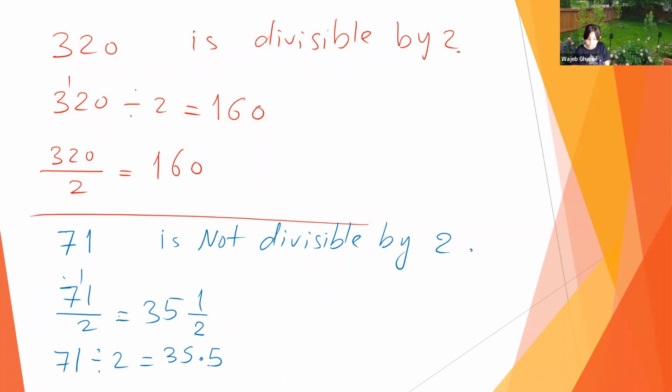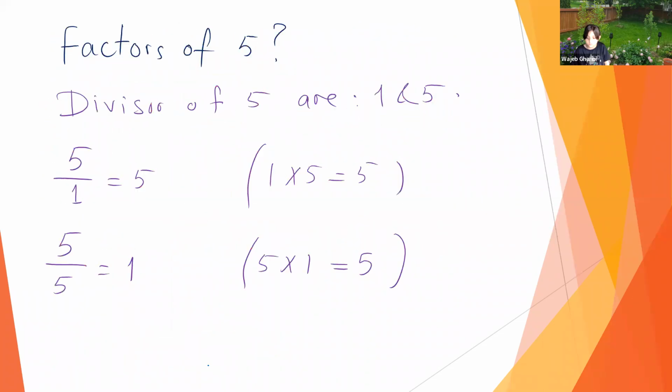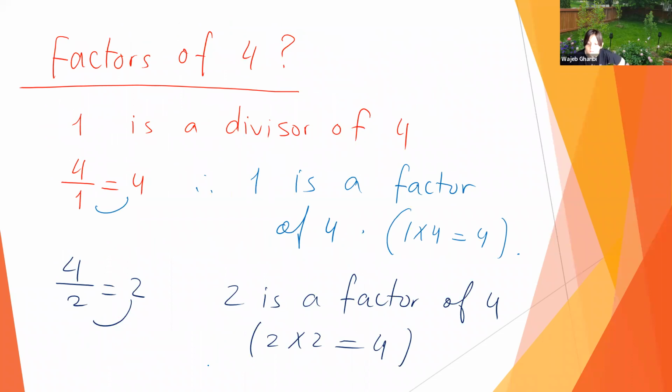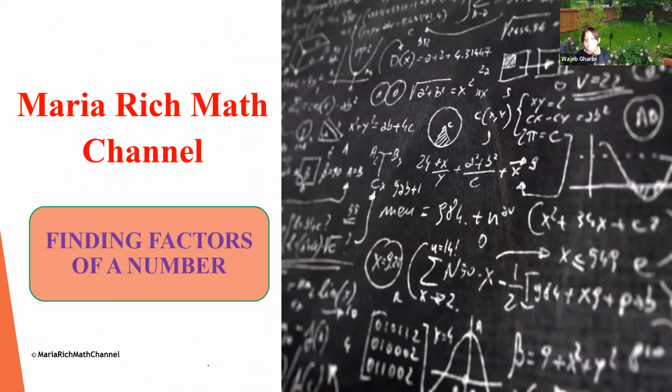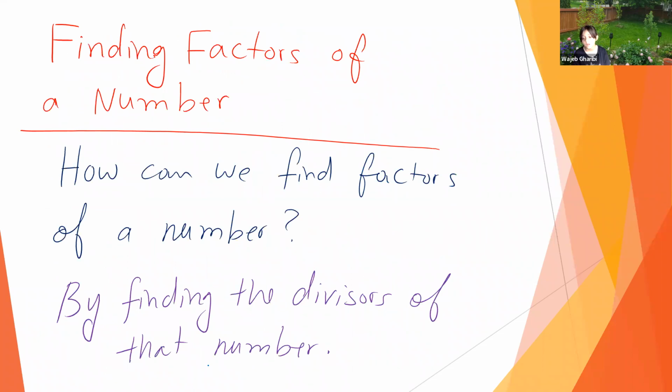Once again, let us stop here and return back to what we have done from the beginning. Finding factors of a number. How can we find factors of a number? By finding the divisors of that number.